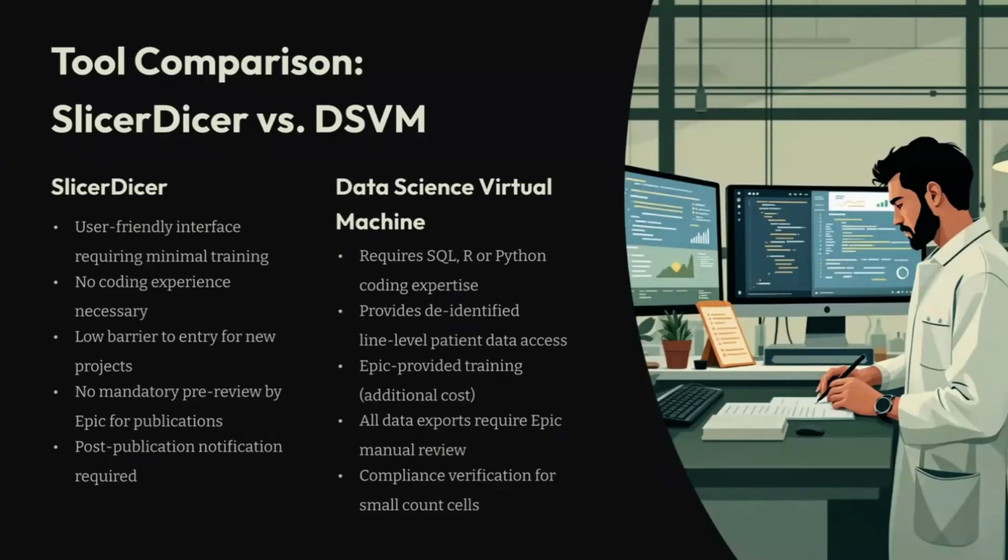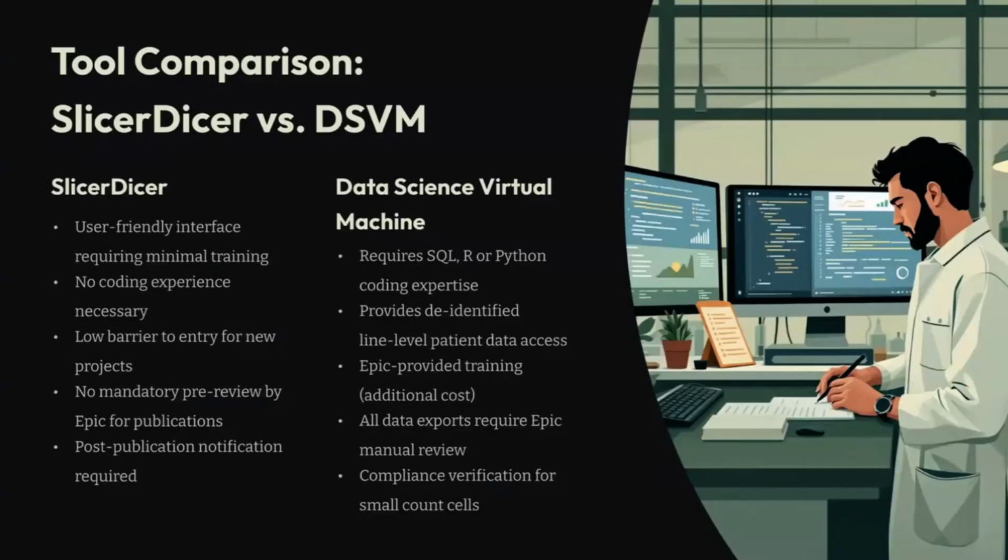As part of the Cosmos rules of the road, which is the big overarching rules of using Cosmos, all institutions are required to periodically report all of their publications to Epic, but you don't need to pre-clear any of your data with Epic when you're using Slicer-Dicer.